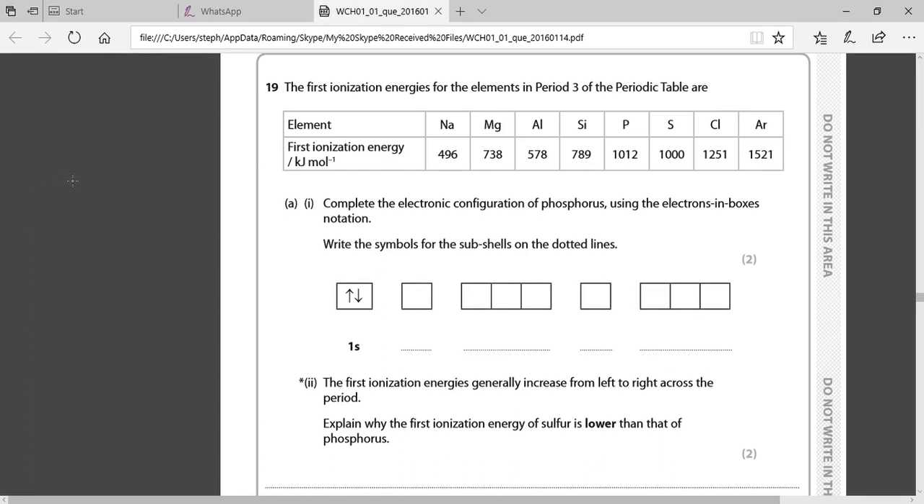Phosphorus atomic number 15, electronic configuration 2, 8, 5. The electronic configuration will be 1s2, 2s2, 2p6, 3s2, 3p3. And for 3p3, there are three electrons, so it will be px1, py1, pz1. You can see that.